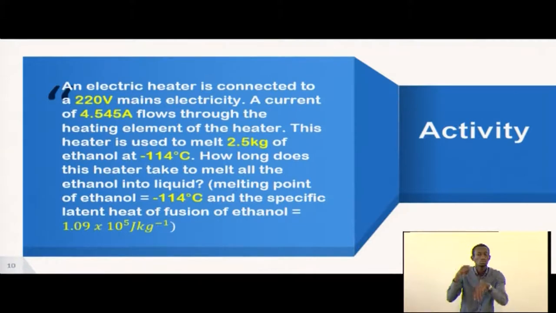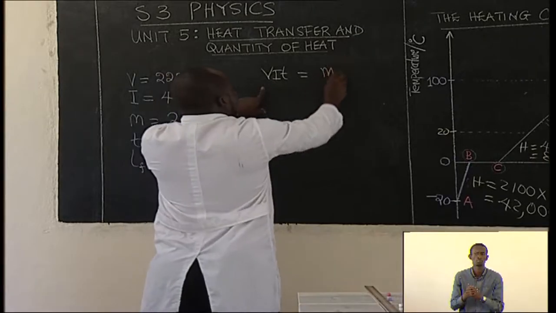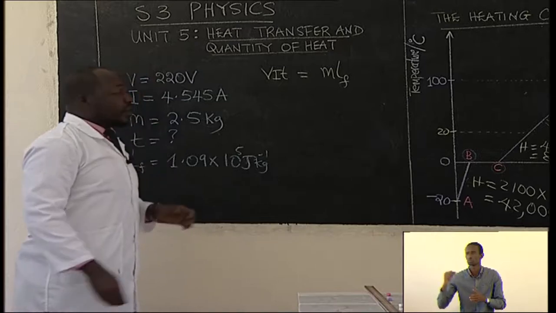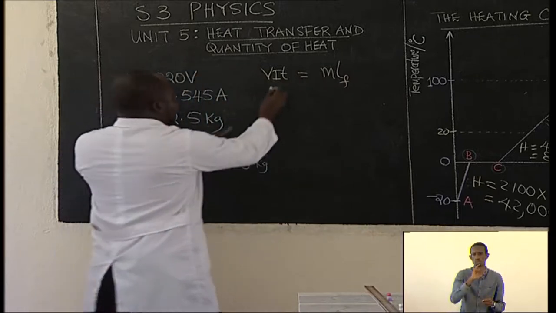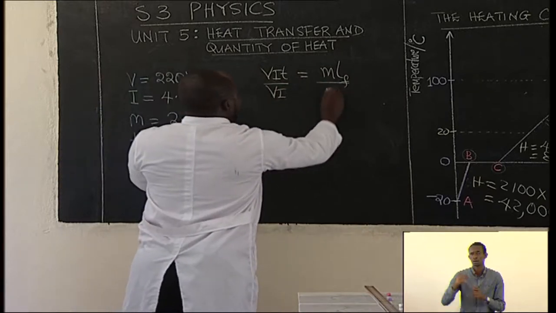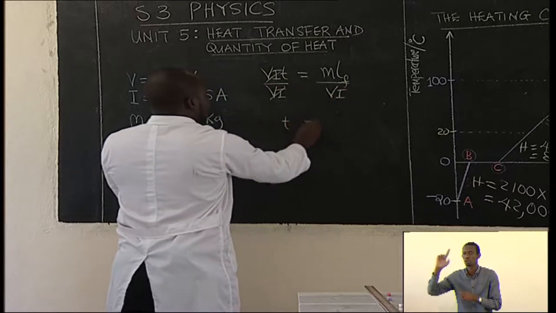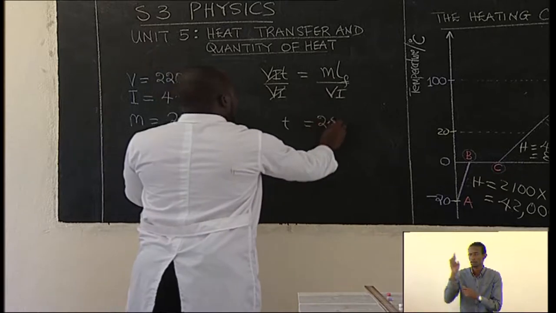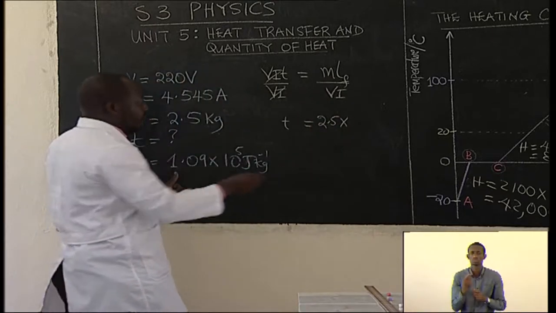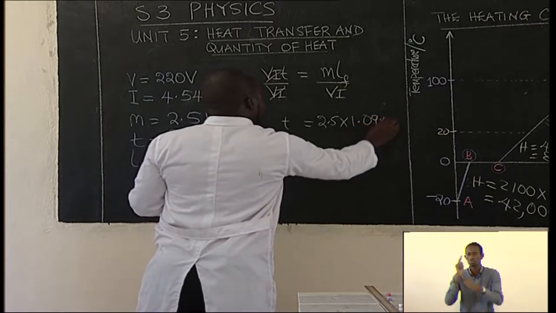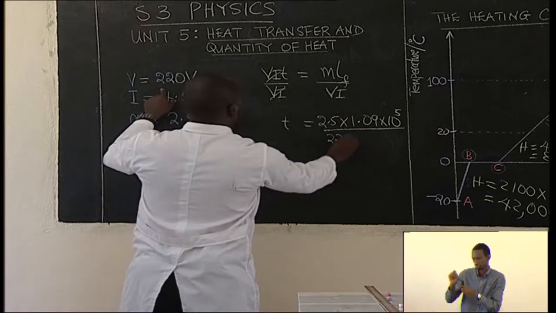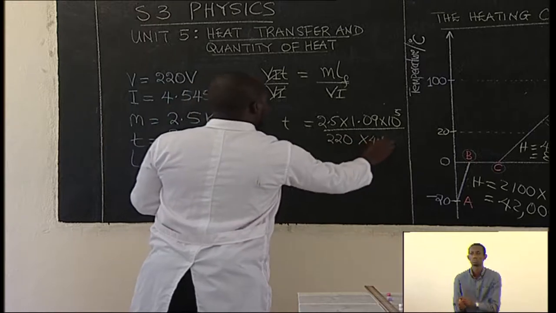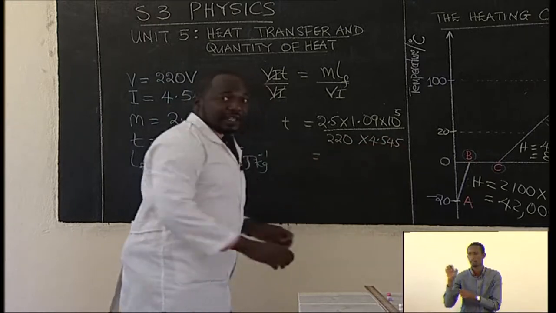If you remember, we said the amount of heat produced by an electric heater is given as VIT. So this VIT should be equal to MLf, because the amount of heat given by the heater is what is used to melt the ethanol. We want to get time, so we divide this by VI, and divide that also by VI. That cancels. So time is going to be mass, which is 2.5, times specific latent heat of fusion, which is 1.09 times 10 to the power 5, all over VI. Our V is 220, times current, which is 4.545.